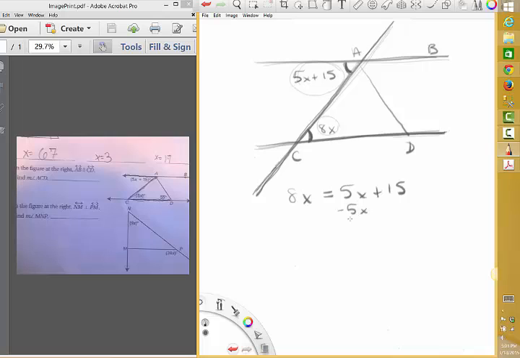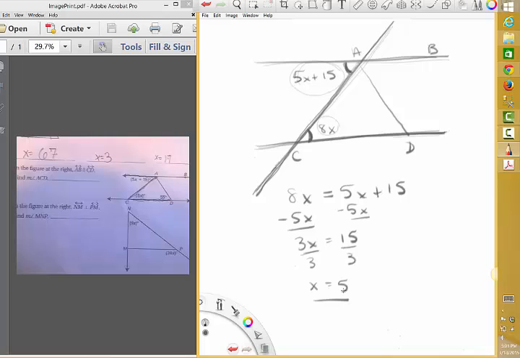So we subtract 5x from both sides so that we can get all of our x's on one side of the equation. So that is 3x equals 15. Then we have to get the x all by itself, so we divide each side by 3. So x equals 15 divided by 3, which is 5.